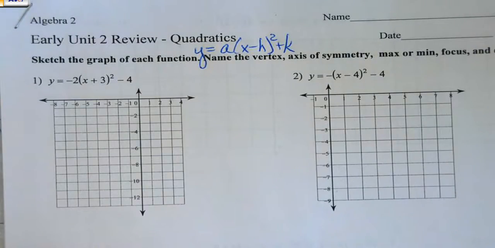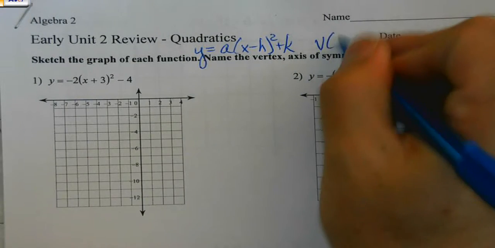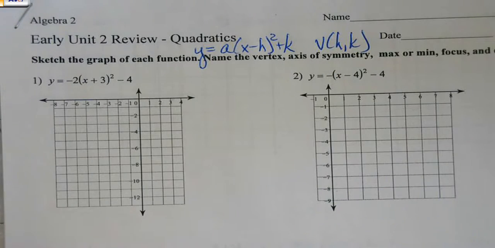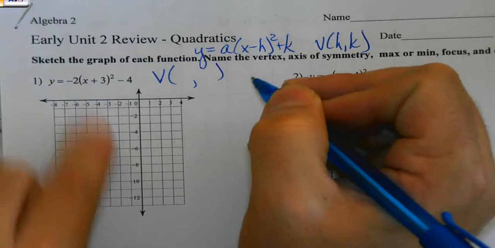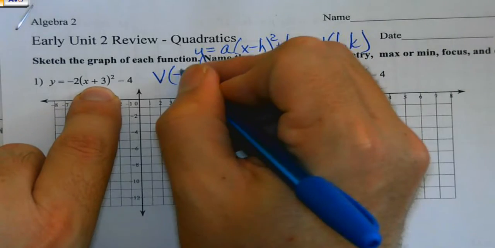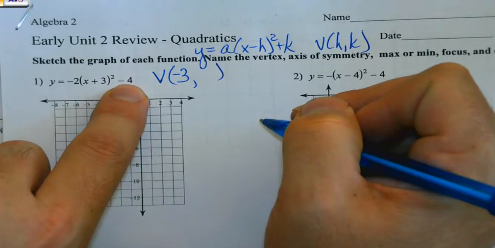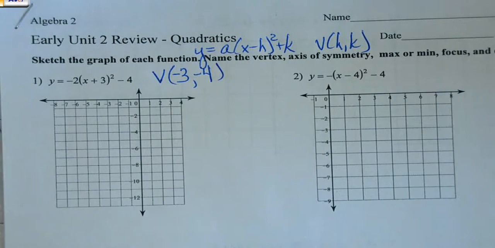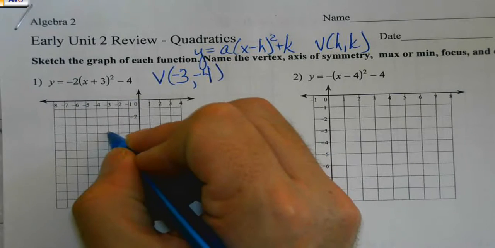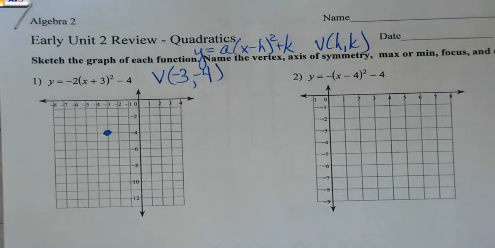So there's my Vertex Form, and my vertex then is H and K. So let's say we're doing number 1. First things first, my vertex, opposite of H. And then the plus K means keep the sign. It doesn't mean it becomes positive. So -3, -4. There's my vertex.